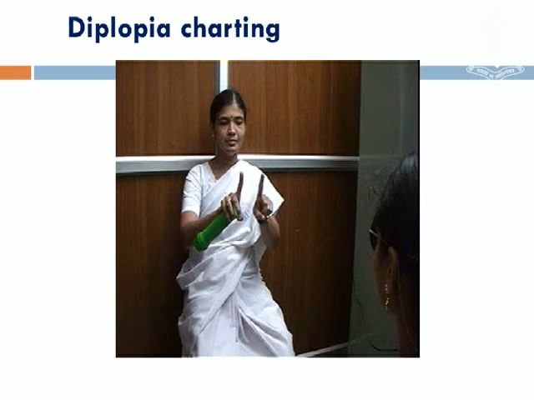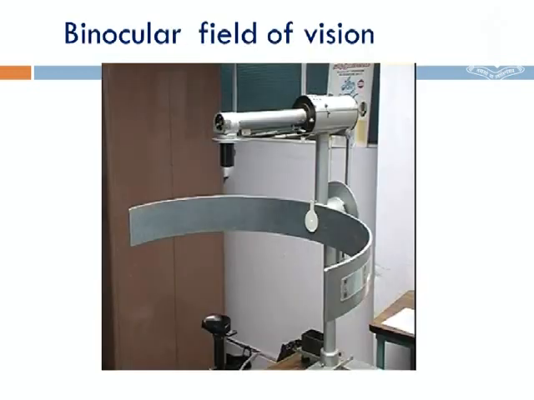Okay. The next is the binocular field of vision. Though it is not done in many places, you need to know what this is. This is a kinetic perimetry where the patient is plotted with the binocular field of vision. He is made to see the target until he sees a diplopia. Then where he doesn't see, this way the chart is plotted.